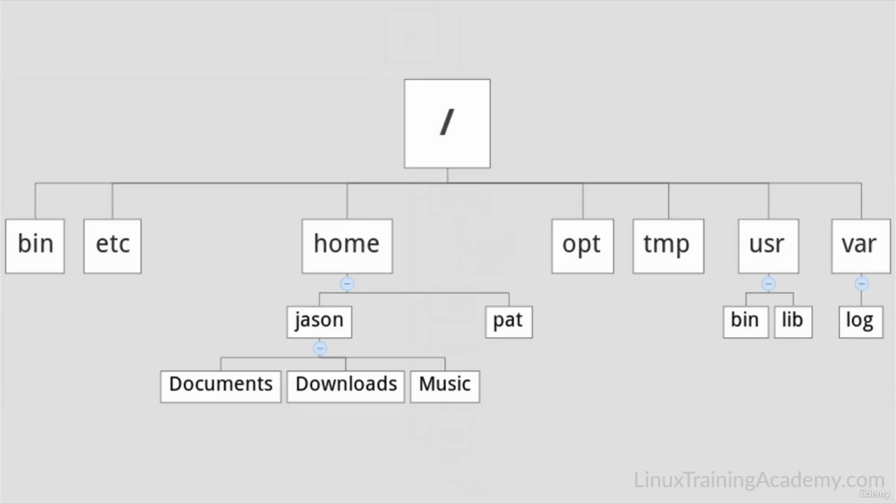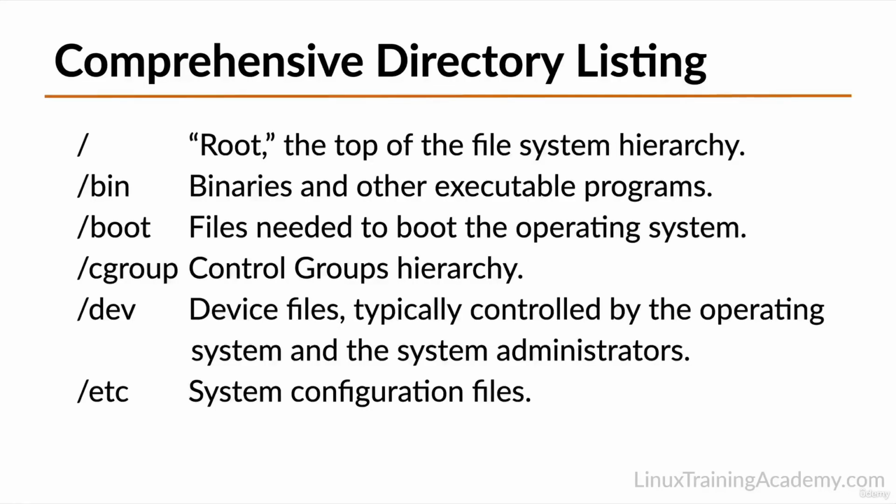Here's yet another way to visualize this, and in this example, we can see that home.json has 3 directories: documents, downloads, and music. Up until this point, we've only talked about a few top-level directories.